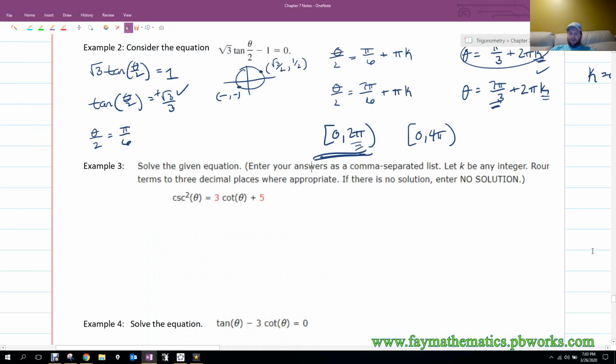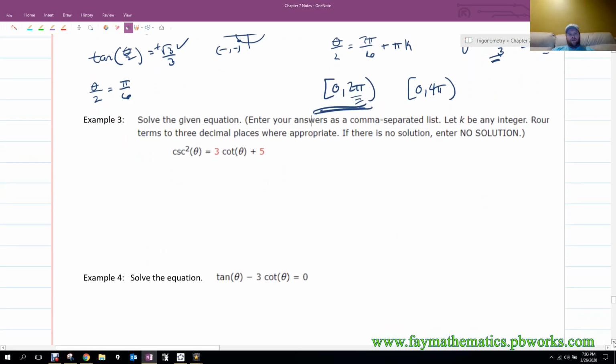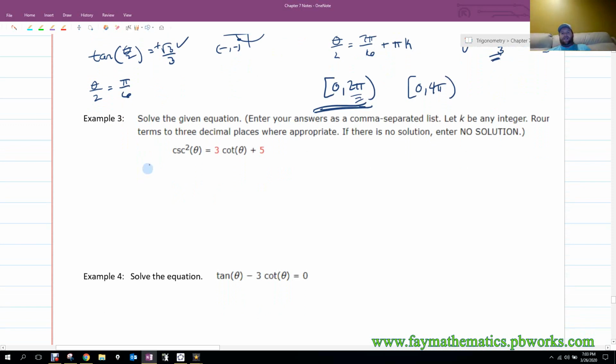Let's keep working with some examples here. So solve the given equation. It says enter your answers as a comma separated list. It says let k be an integer. Round terms to 3 decimal places where appropriate. If there's no solution, enter no solution.